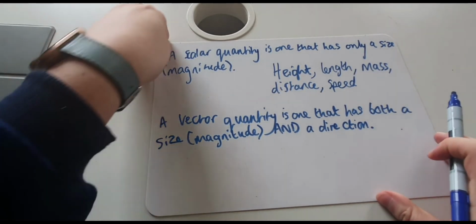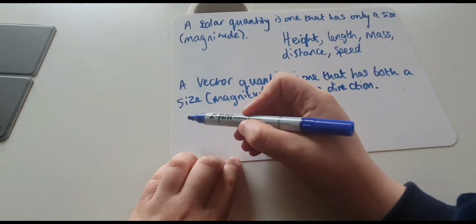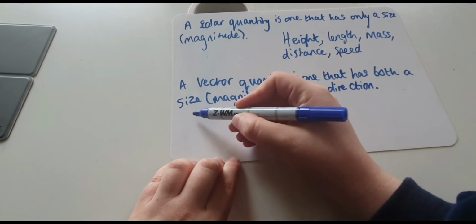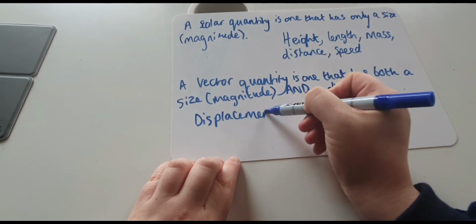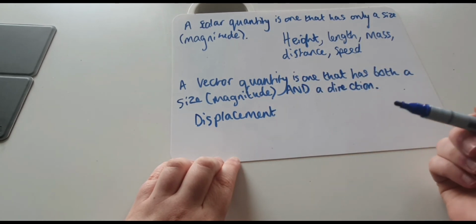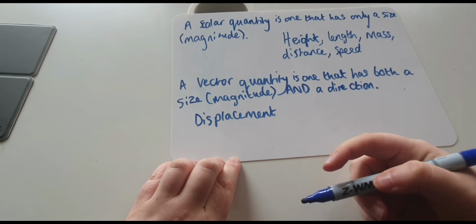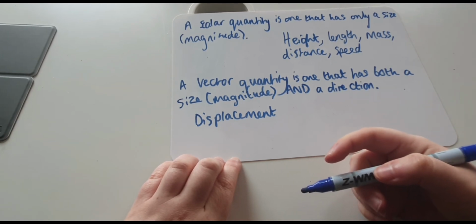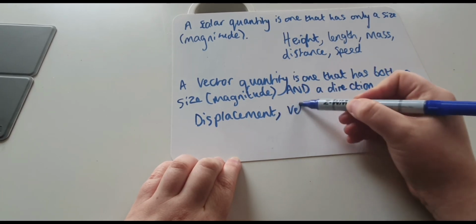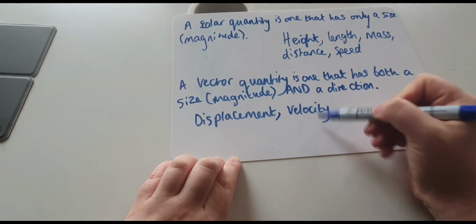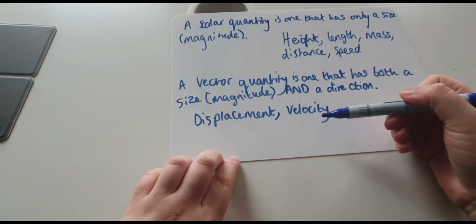So some examples of a vector quantity would be displacement. Okay, because it matters how far you have travelled from your starting position. So your direction is important there. Velocity. Okay, very similar to speed, except that velocity is the vector quantity of it.